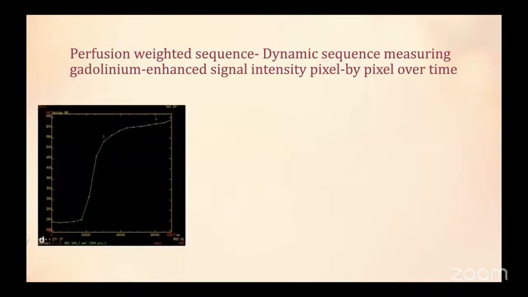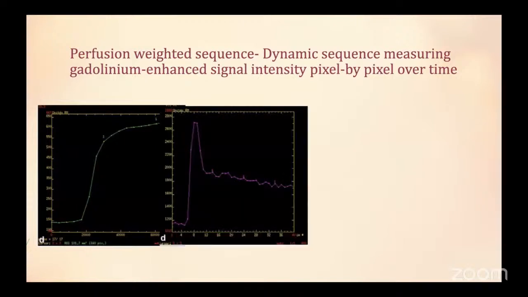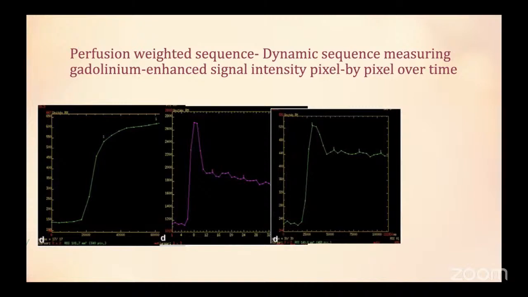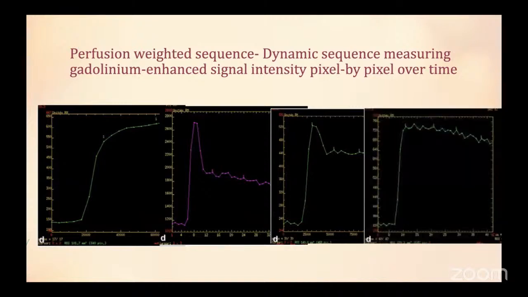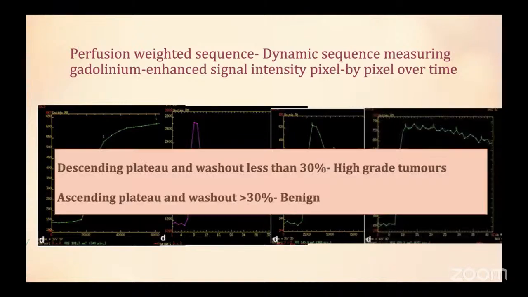So the first we can see is an ascending graph. With the ascending graph, or when we have a washout of more than 30%, these are usually benign cases. But when there is a descending path, or the washout is less than 30%, it denotes a high grade tumor.